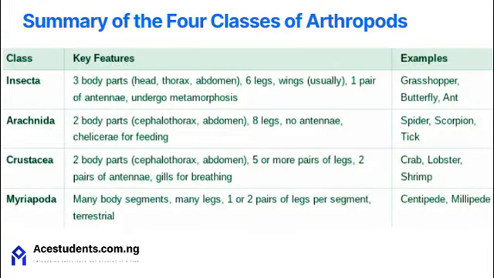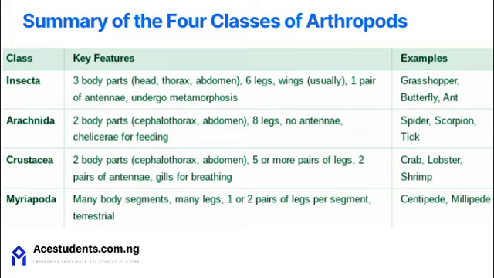Arthropods are divided into 4 main classes based on their body structure and characteristics. Insects have 3 body parts, 6 legs, and often wings. Arachnids have 2 body parts, 8 legs, and no antennae. Crustaceans are mostly aquatic, with 2 body parts, multiple legs, and gills for breathing.